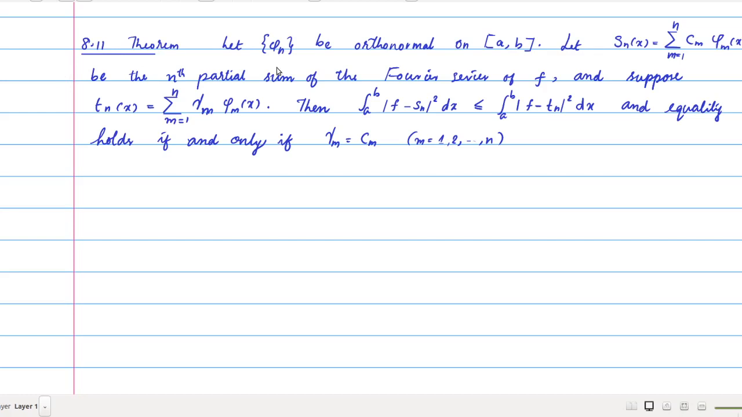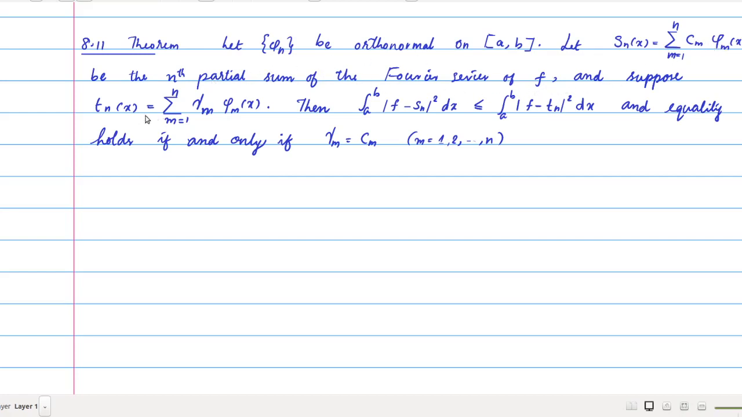orthonormal system of functions, that is phi n, and we replaced the closed interval minus pi to pi by this [a, b]. Now we define Sn of x. Sn of x is the sequence of partial sums of the Fourier series of f corresponding to this phi m, that is the nth partial sum.